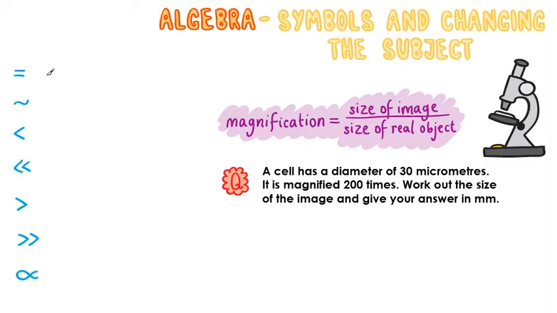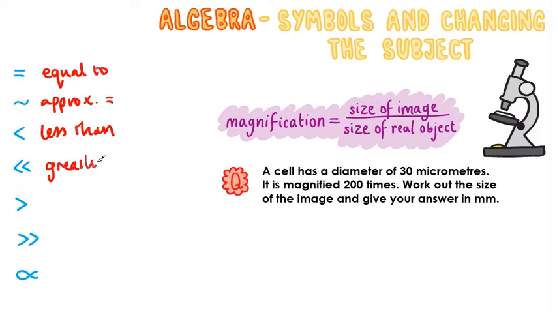There are some algebraic symbols that you need to know. We'll go through each one and then we'll look at changing the subject. The first one here means that it is equal to something. The next one means that it's approximately equal to. This one means that it is less than. The double arrow means that it is greatly less than or a lot less than.